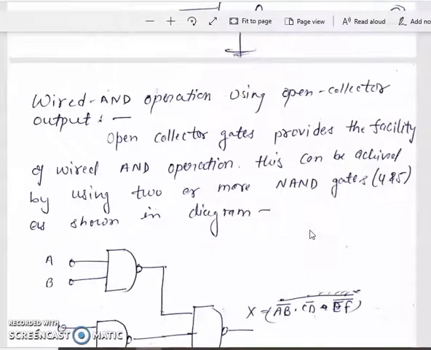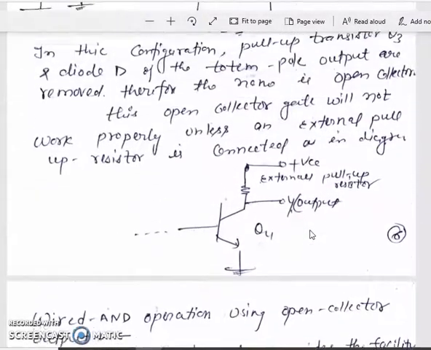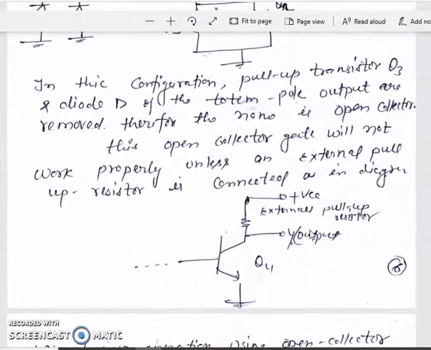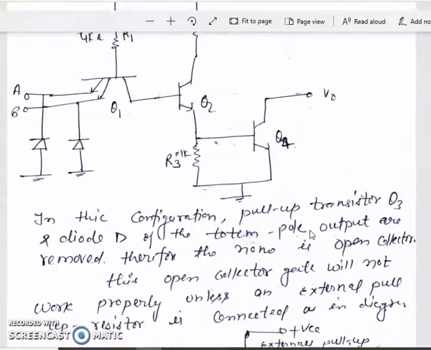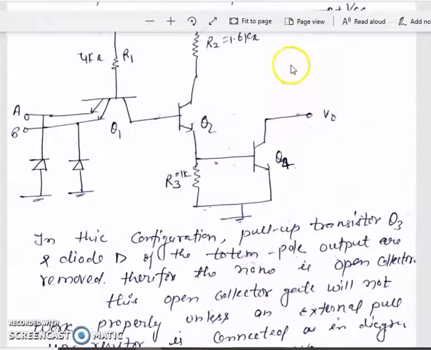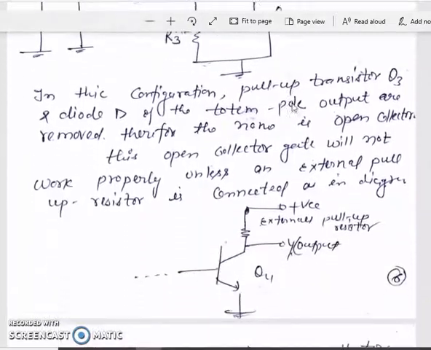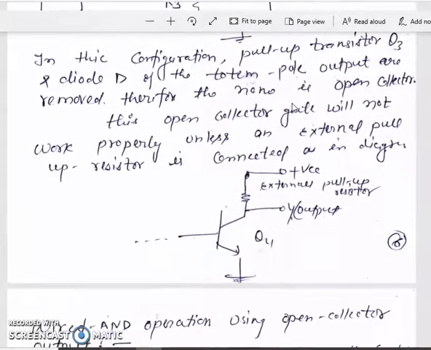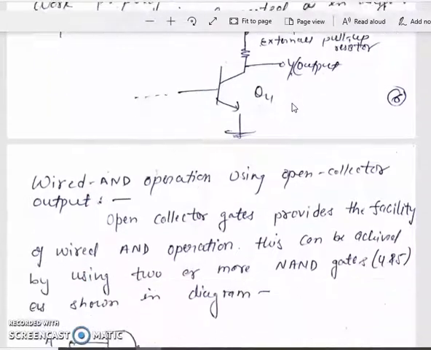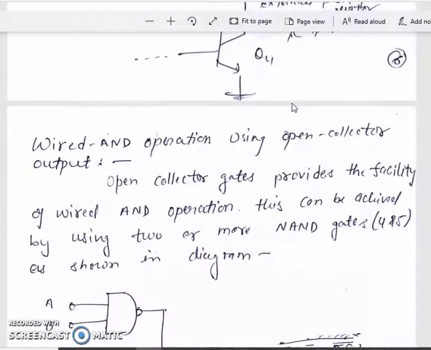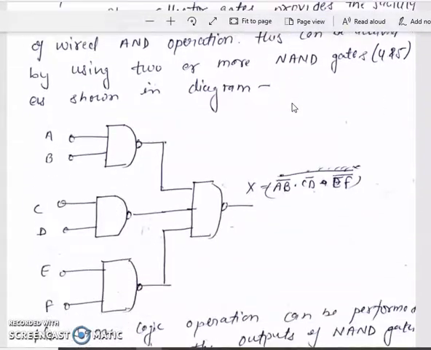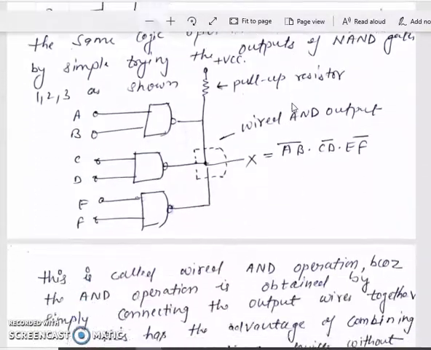Simply by removing the transistor Q3, called the pull-up transistor, from the circuit of the totem pole. Here transistor Q3 and diode are present in the totem pole connection of TTL. In the open collector connection, we remove them and connect a pull-up resistor with the transistor Q4, and this is used as a wired AND operation, explained in this circuit diagram.